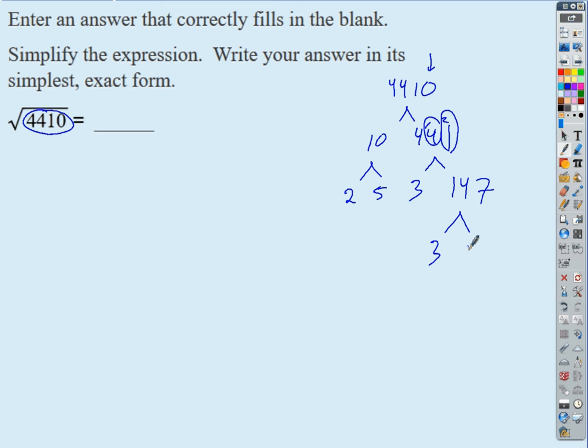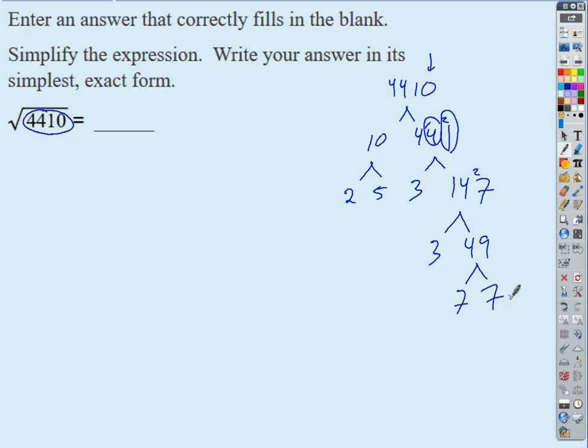Let's try this trick again. Does 3 go into 1? No, so we have to scoot over 1 digit. 3 goes into 14 how many times? 4 times, yeah, with 2 left over, right? So now 3 goes into 27, 9 times. There you go. Okay, and then 49 breaks up into 7 and 7.